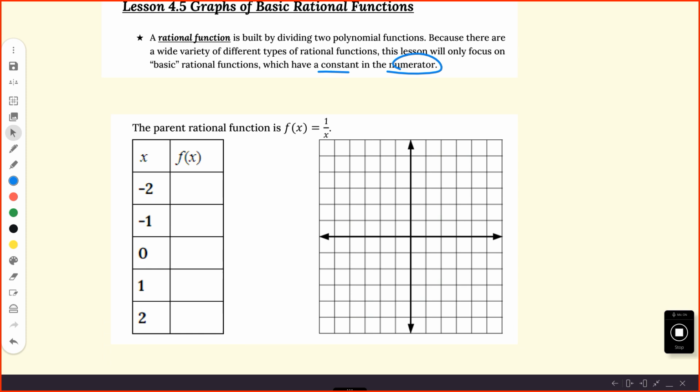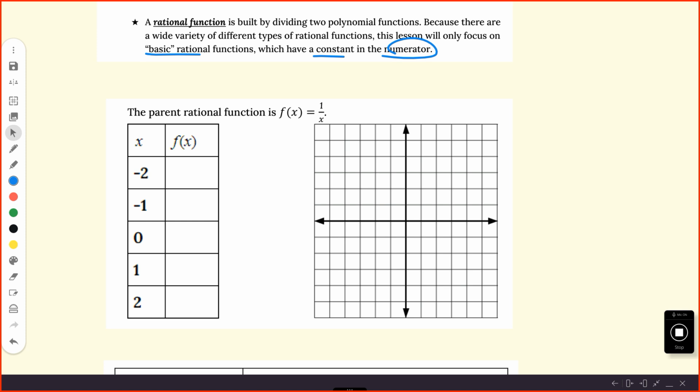Again, by definition, a rational function is built by dividing two polynomial functions, and there are a wide variety of different types of rational functions. The lesson today will just be focusing on this, where the numerator is constant. So 1 over x is considered a basic rational, because the numerator of this function is just 1 and it's constant. And this is our parent basic rational function, okay?